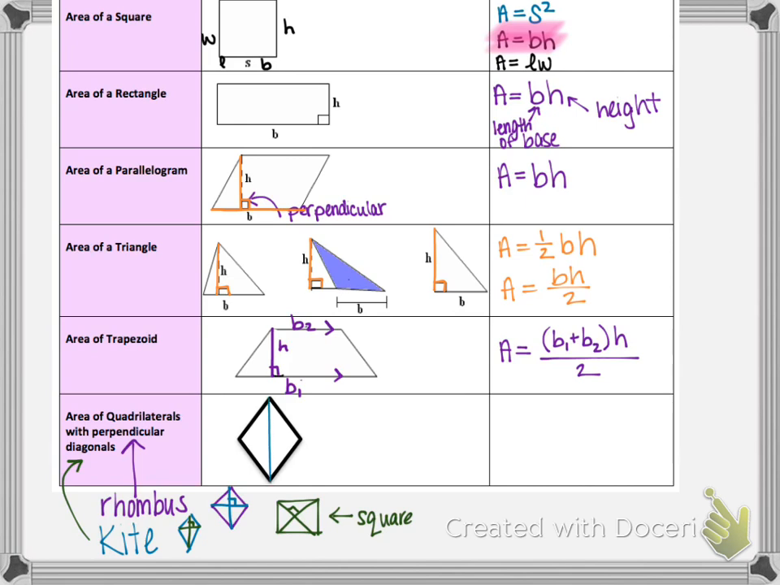So we're going to call this distance right here from the top vertex to the bottom vertex as D1 for diagonal 1. And then from the left vertex to the right vertex, I should be saying vertex, not vertice, is your other diagonal. So then your area is just going to be diagonal 1 times diagonal 2 divided by 2. All right.